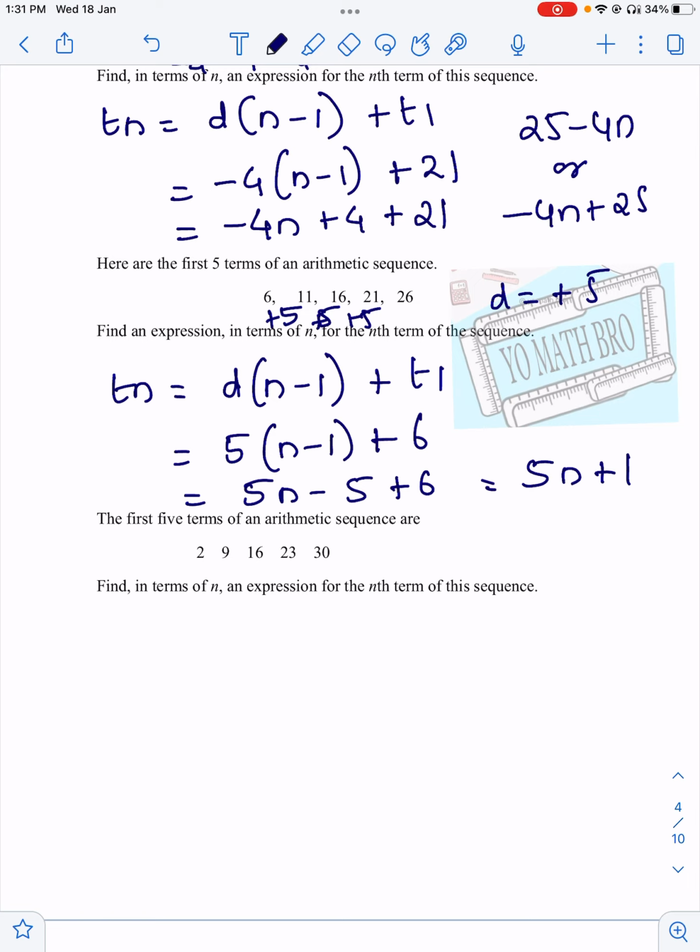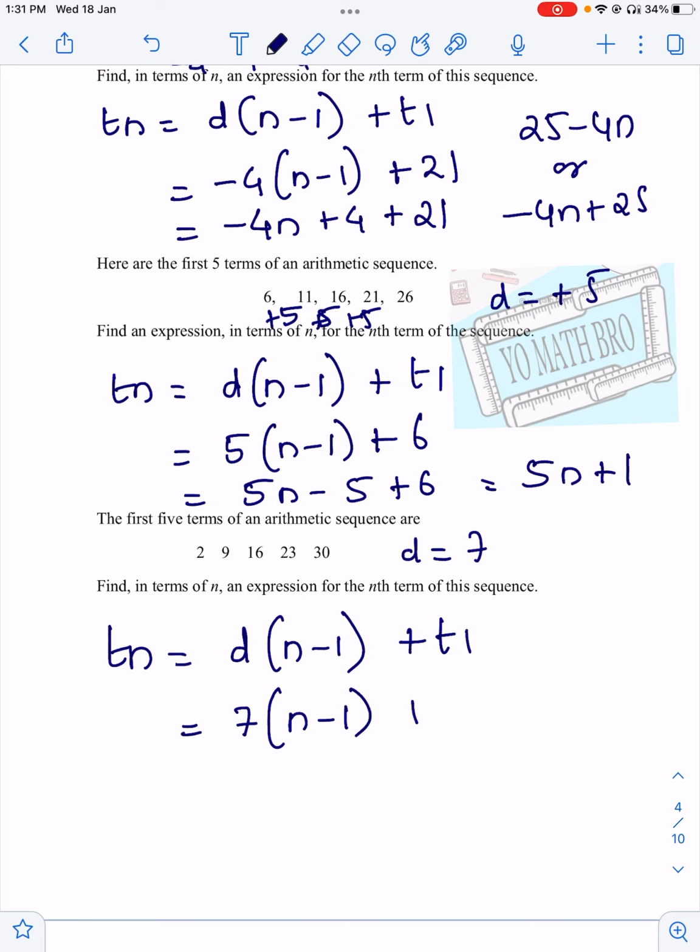Here, can you guess what the difference is? The difference is 7. So d is 7, using the formula of a linear sequence. Here, my dear students, the first term keeps on changing and the difference keeps on changing, but the formula remains the same. So it becomes easier for us to calculate. I get the answer 7n minus 5.